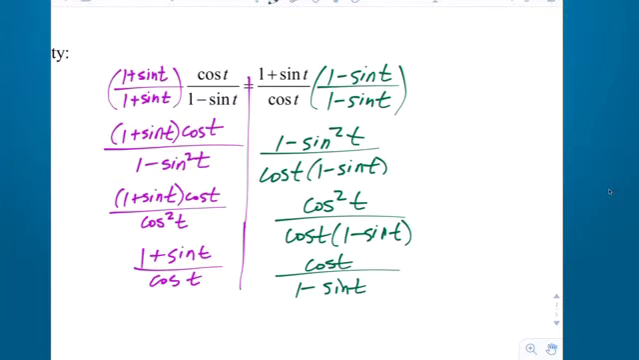So in the end, on this side, they were pretty much equally simplified or equally complicated. And the key here is to recognize that you had to multiply by the conjugate over the conjugate. So that's the strategy. Keep that in mind. When do we want to multiply by the conjugate over the conjugate? When you have something like 1 plus or minus a trig function, or a trig function plus or minus 1.